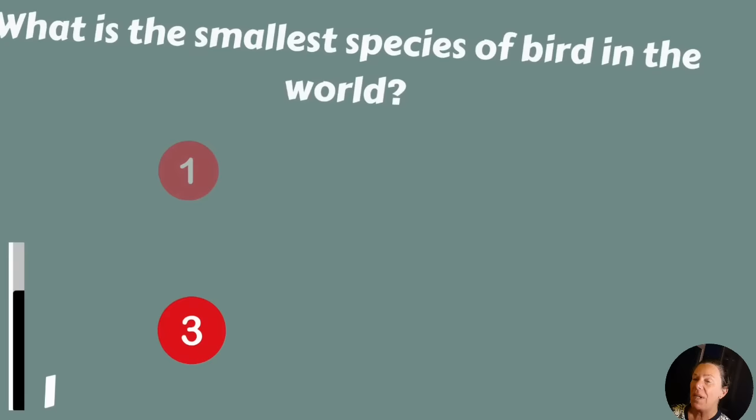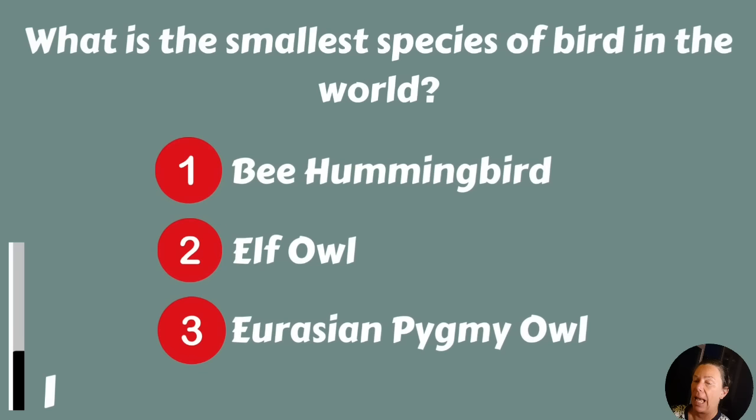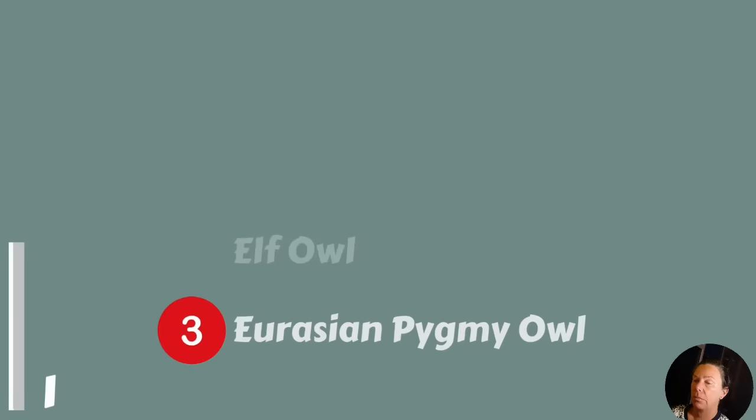What is the smallest species of bird in the world? Bee hummingbird, elf owl, or Eurasian pygmy owl? Bee hummingbird.